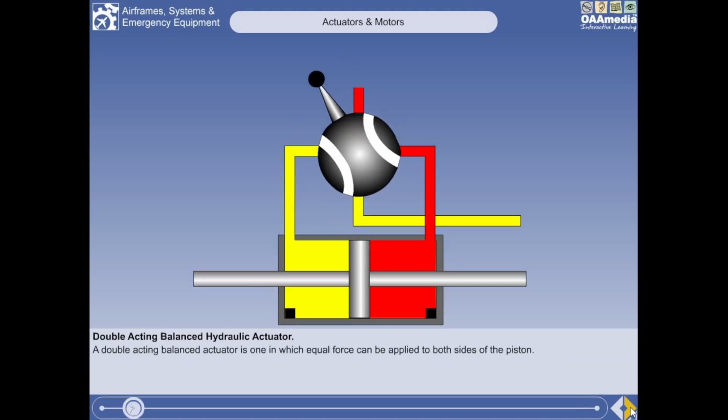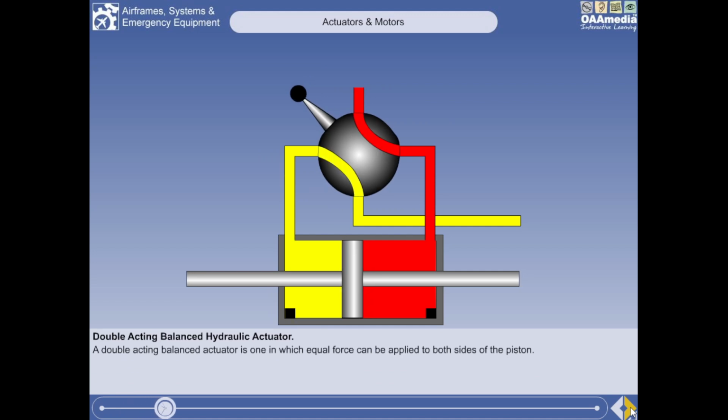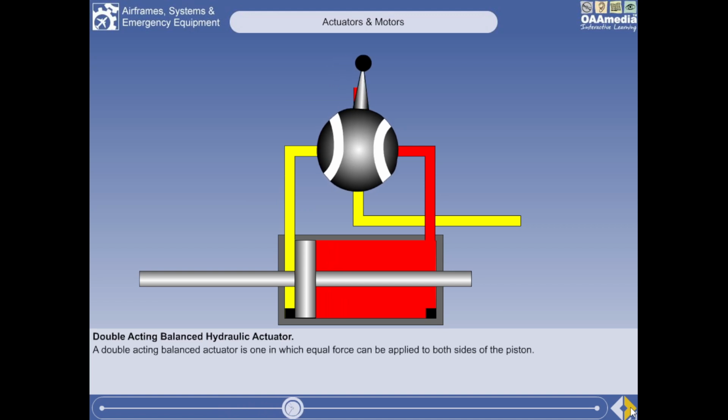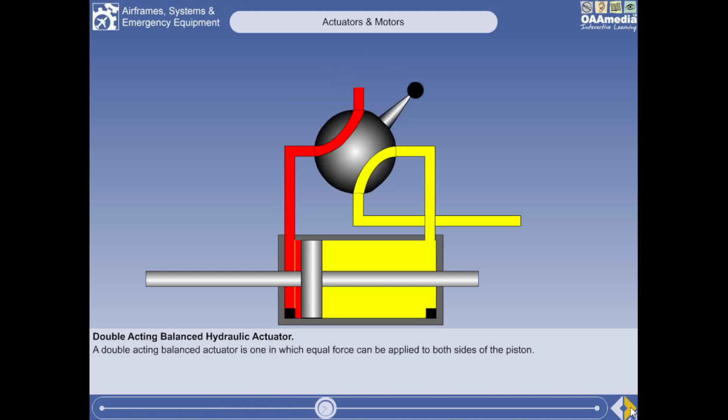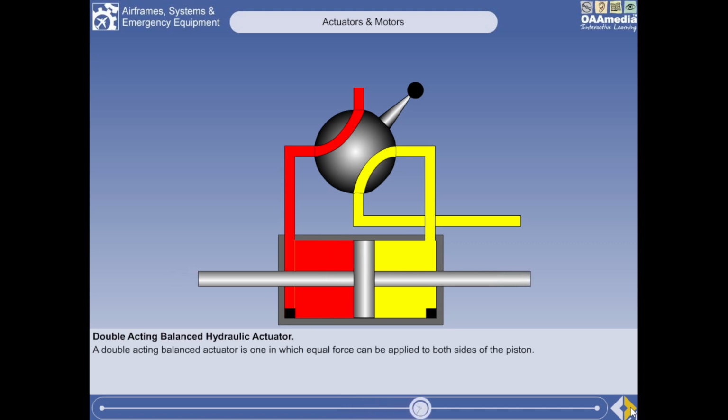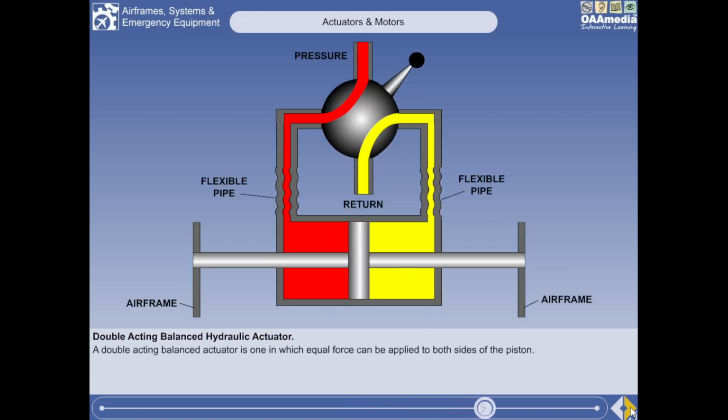A double-acting balanced actuator is one in which equal force can be applied to both sides of the piston. This is achieved by having rods attached to both faces of the piston. It is often used in applications such as nose wheel steering and hydraulically powered flying control systems. Either one or both ends of the piston rod may be connected to a mechanism, or in many instances, the rod is connected to the airframe and the body moves to operate the surface.